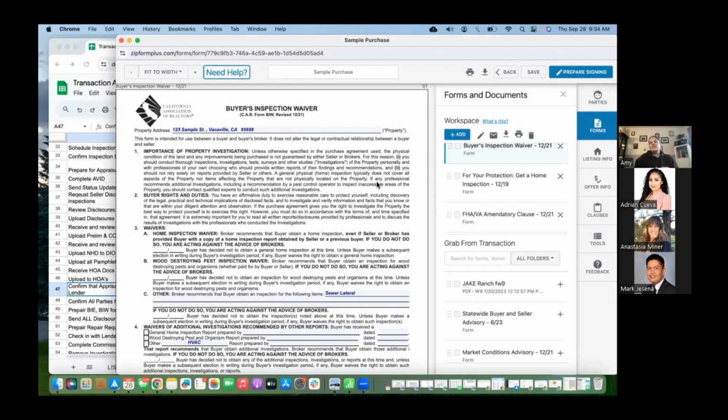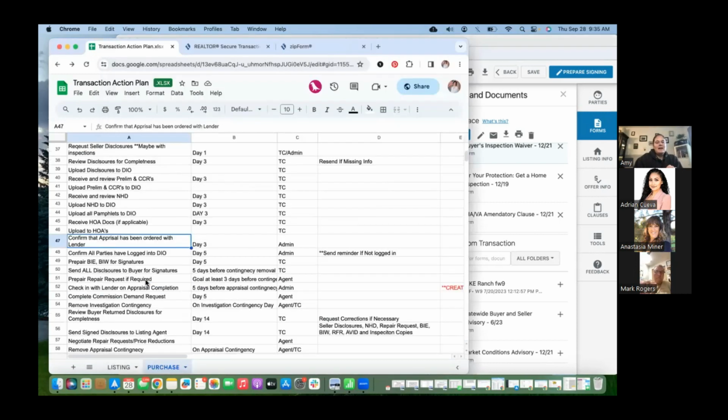The for your protection, get a home inspection form, great form. Again, you almost maybe should have them sign that form at the time that they sign their BRBC, or absolutely anytime they sign an offer if they hadn't signed it previously. They only have to sign one, so as long as it's in your file, you're good. And it is required if it's an FHA loan, okay? All right, so we're gonna pick up down here.